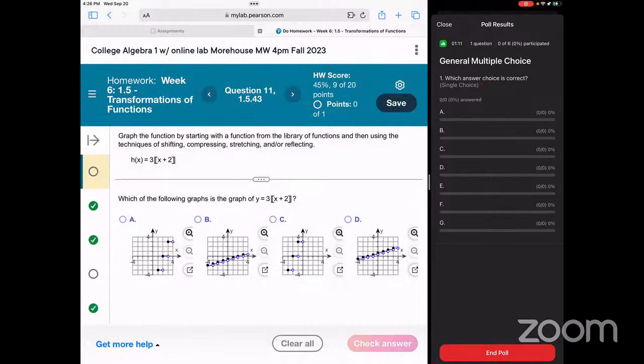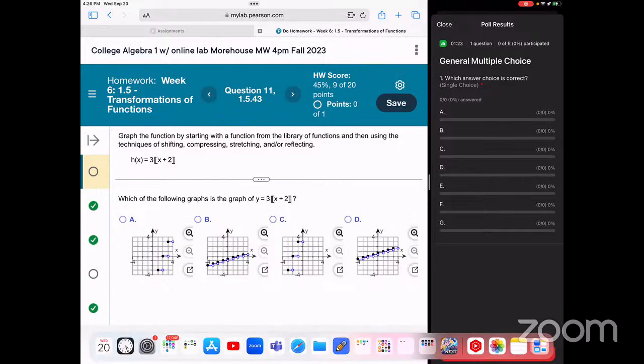We need to talk about this one. Let me walk you through this symbol. This symbol in this question is called a step function because its graph looks like the steps on a staircase. So the greatest integer looks like this.